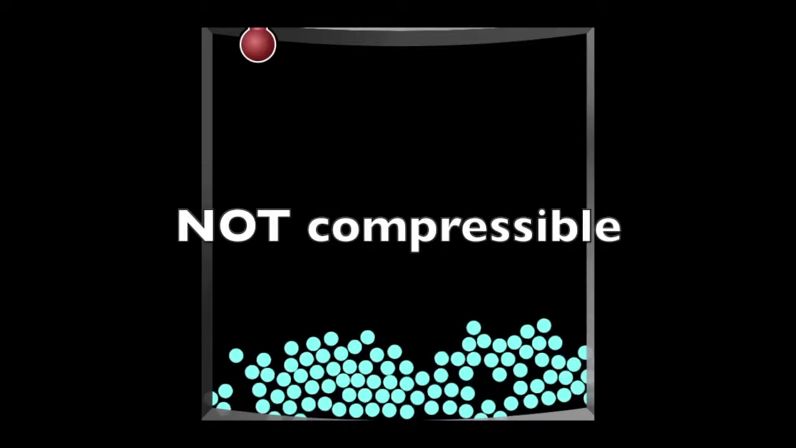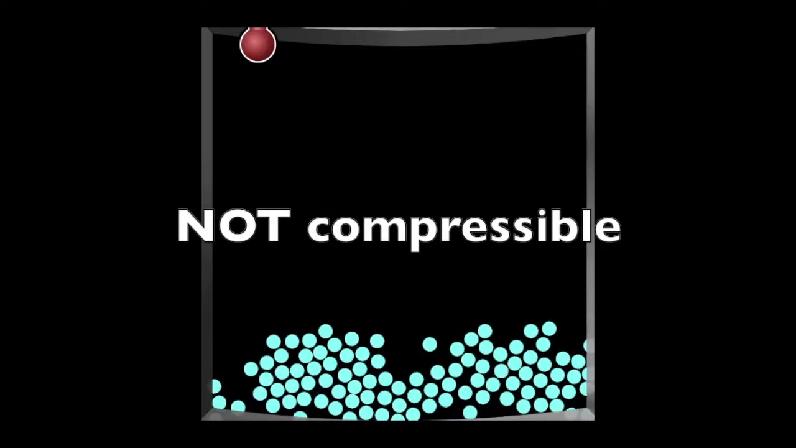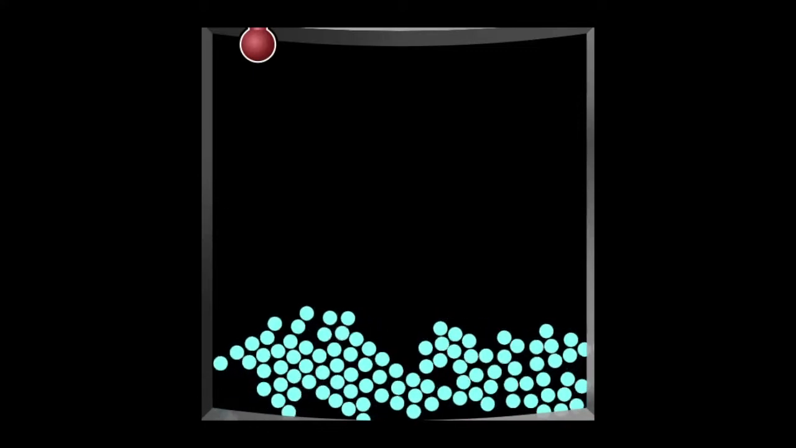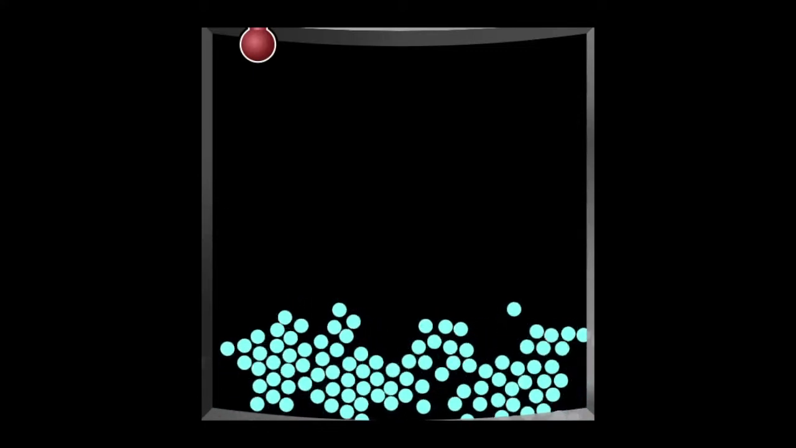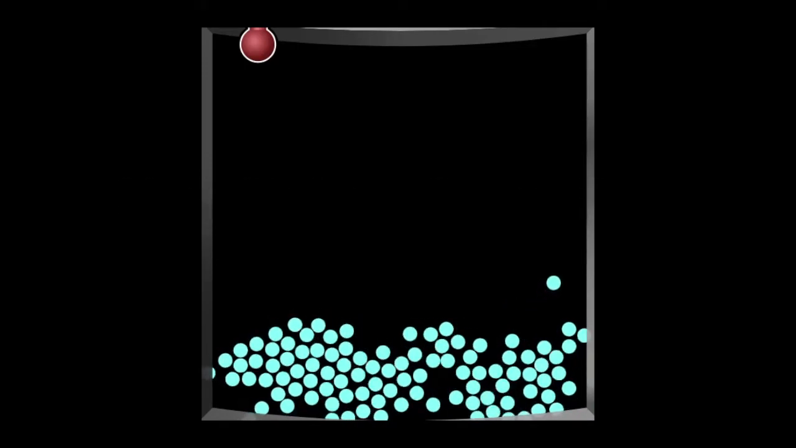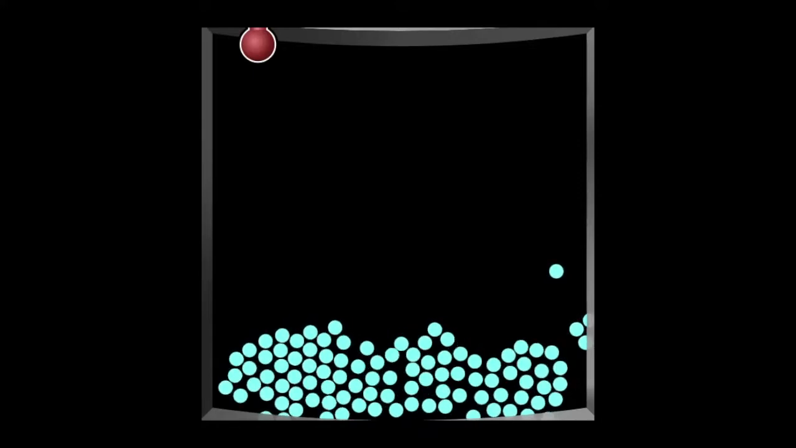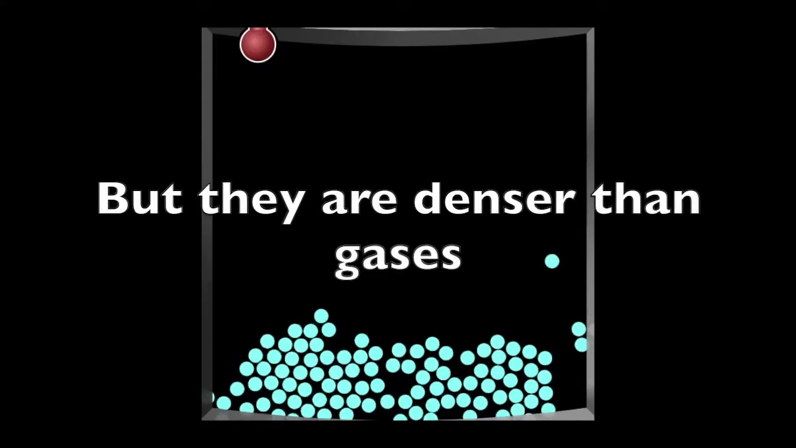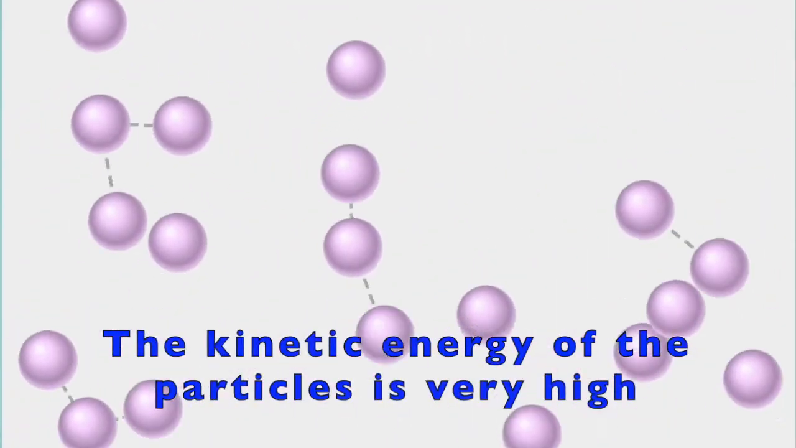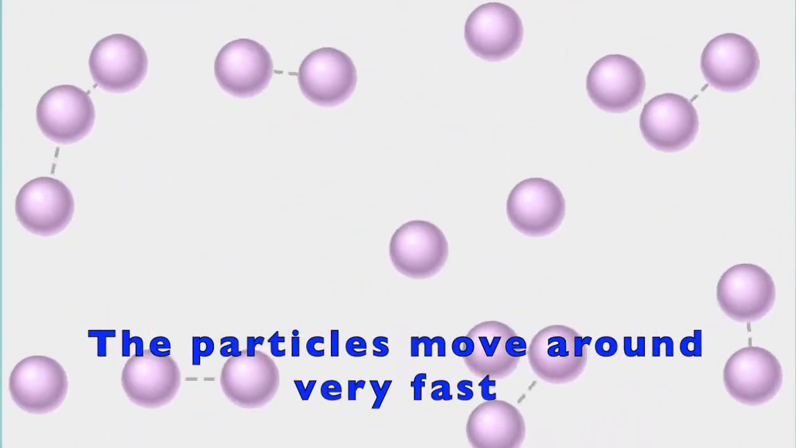Liquids are not compressible because the particles are already close together and you can't easily squeeze them into a smaller space. Liquids are usually less dense than solids because their particles are a little bit farther apart, but they are denser than in gases. In gases, the kinetic energy of the particles is very high, and the particles move around very fast.